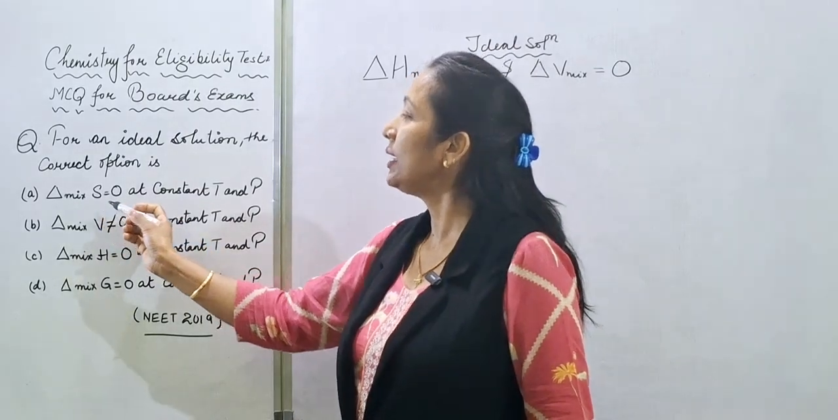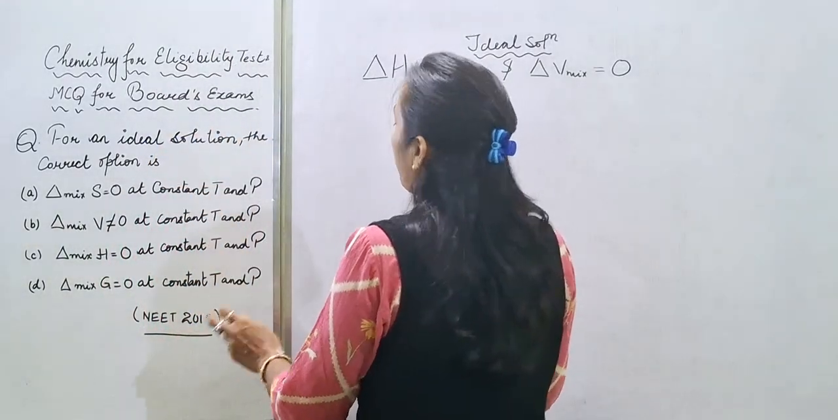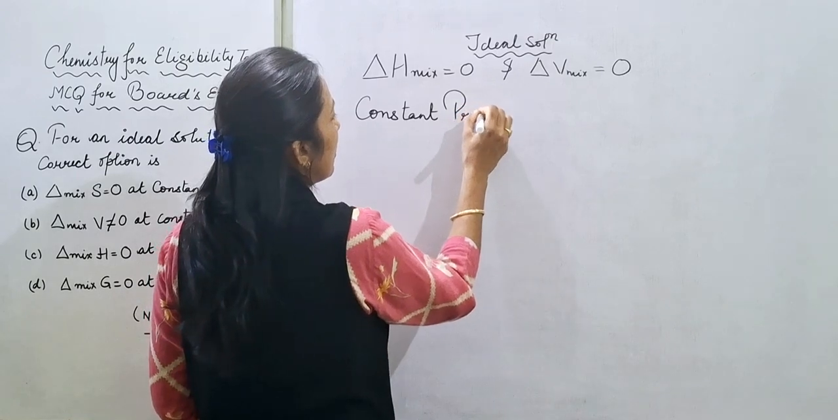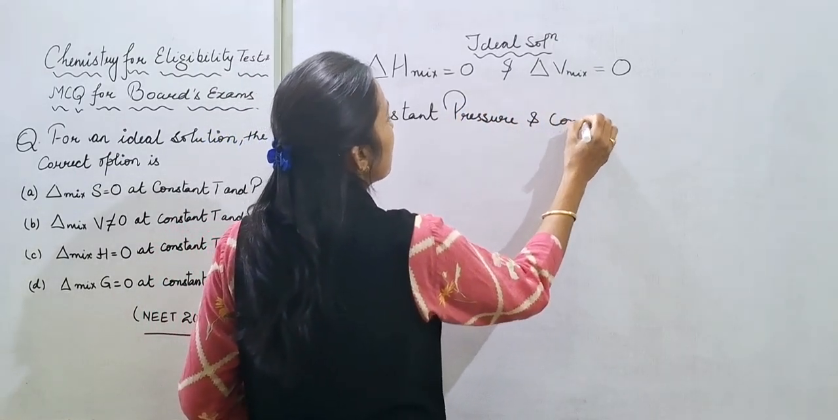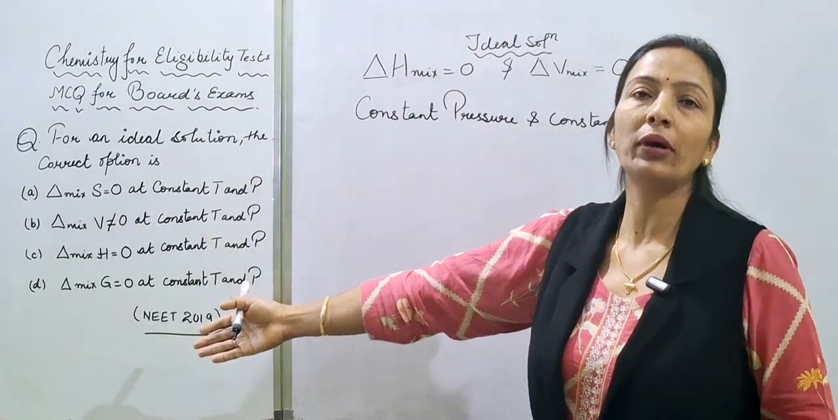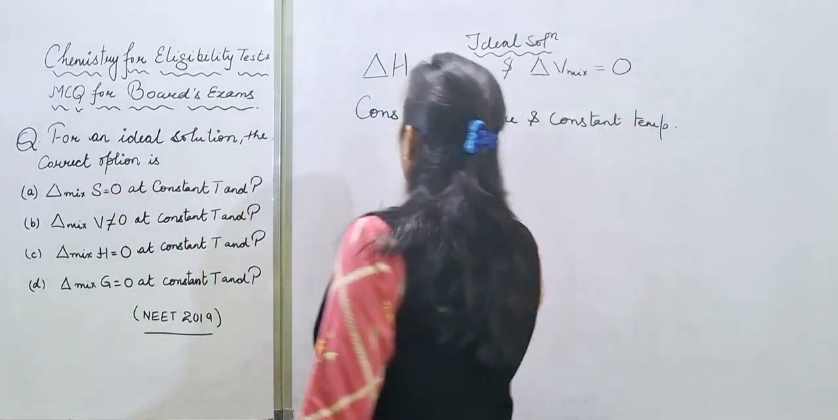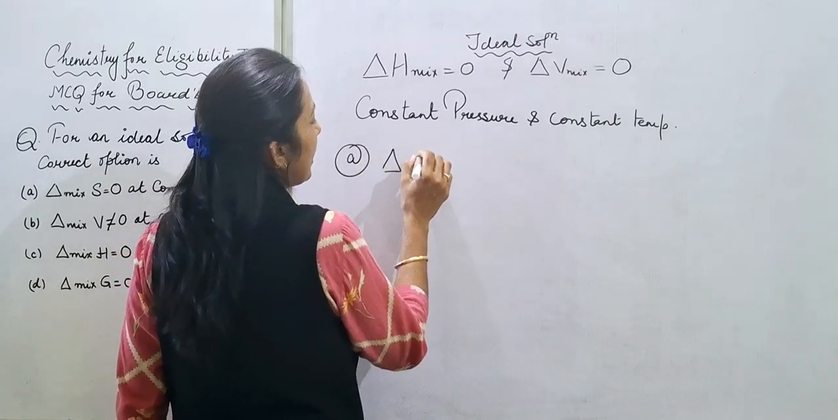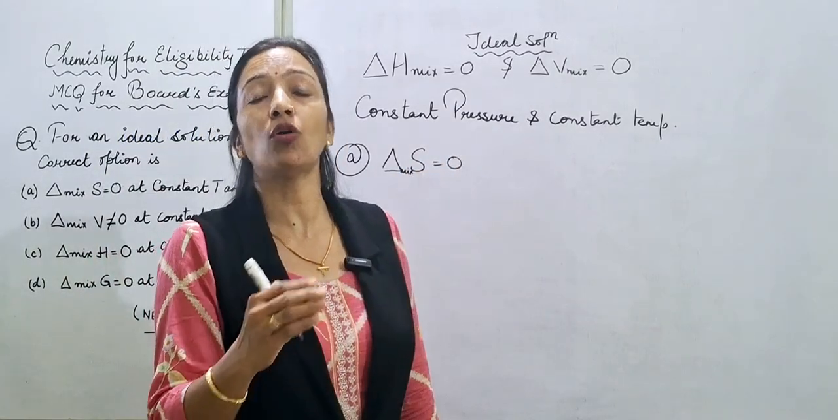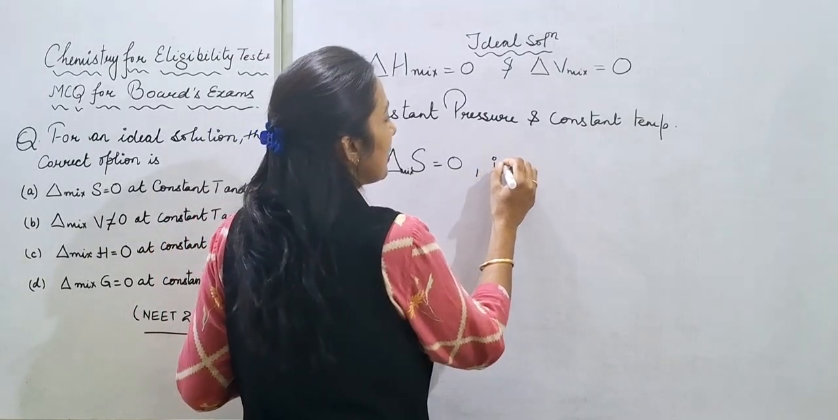So let's see the first one here. Delta mix S, the entropy, equal to zero, at a constant temperature and pressure. These conditions, constant pressure and constant temperature, are the same for all the thermodynamic functions given. The first condition is that the change in entropy of mixing equals zero at constant temperature and pressure, and this is not correct because entropy, the randomness, will get increased. So this is incorrect.